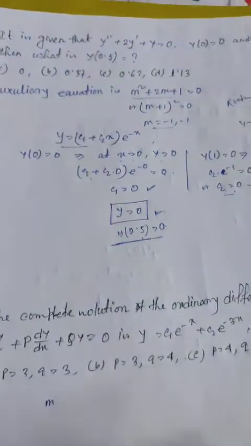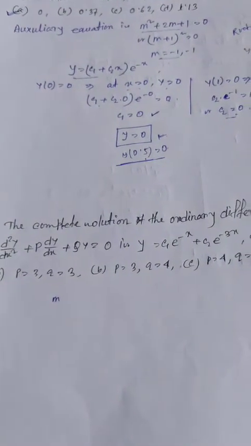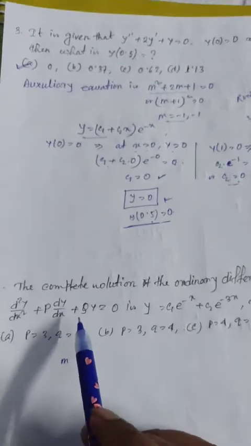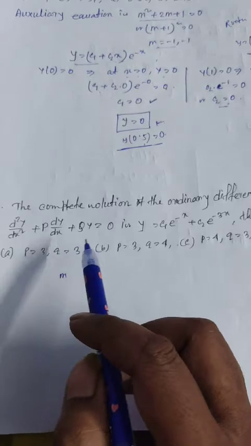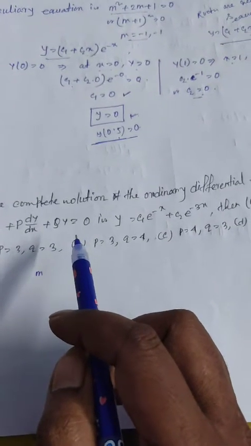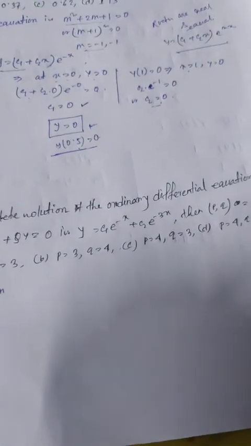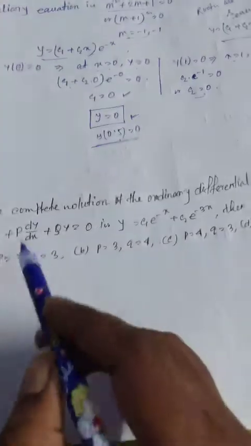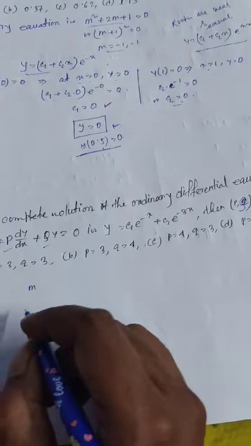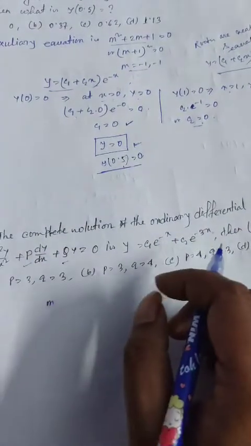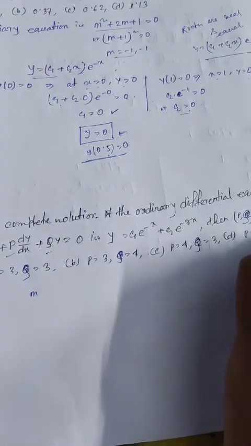Now I am going to a little bit different problem here. The complete solution of the ordinary differential equation d2y/dx2 plus p dy/dx plus qy is equal to 0 is y is equal to c1 e to the power minus x plus c2 e to the power minus 3x. Then we have to find the value of p and q. So how can we find the value of p and q? This is quite a good question.